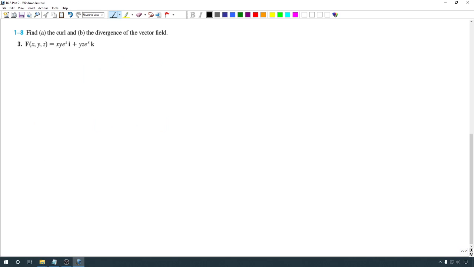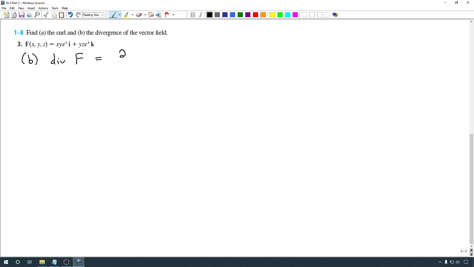Let's return to some of the vector fields that we talked about before, that we found the curl of in the last video, and let's now find the divergence. So we're doing part B when we only did part A before. What is the divergence of f?